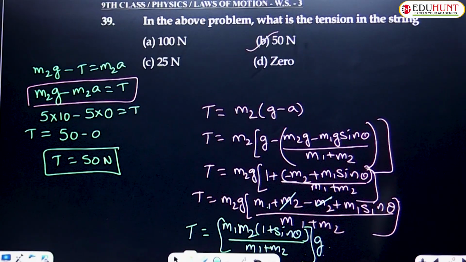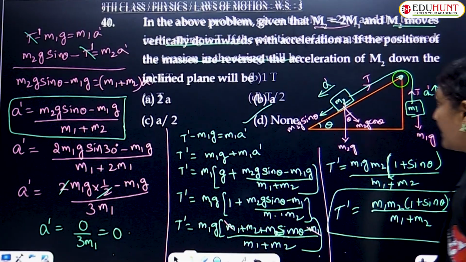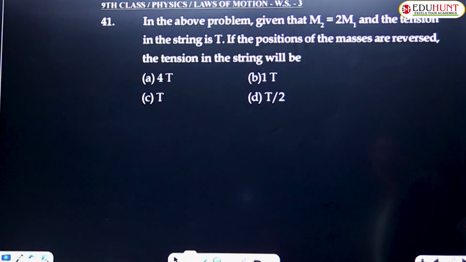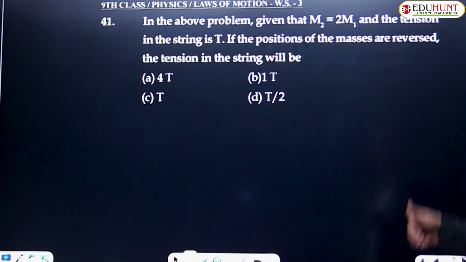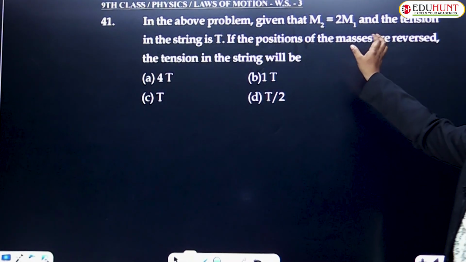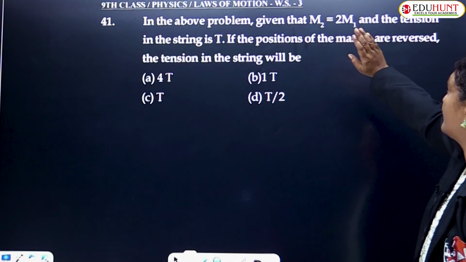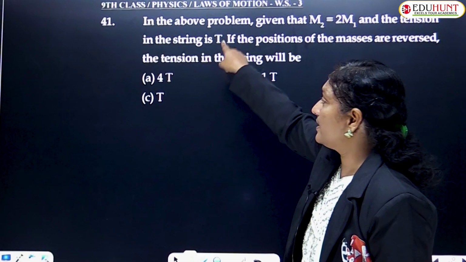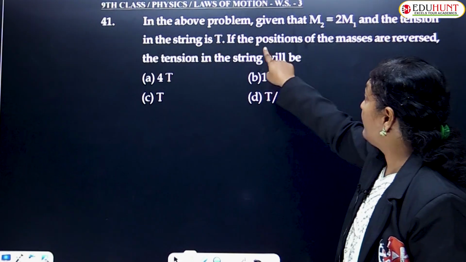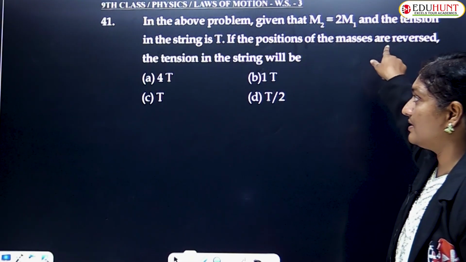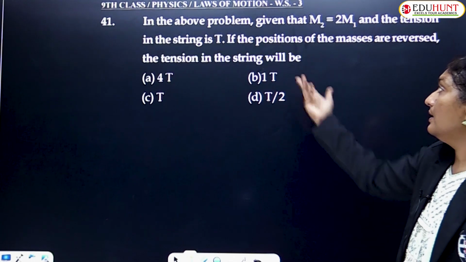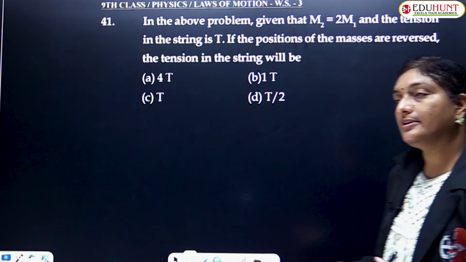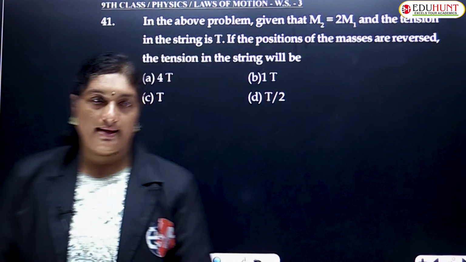So let us keep it aside. Based on that, let us try to solve the remaining numerical sums. What was the 41st question given, children? It was given that in the above problem, mass M2 is double the first mass and the tension in the string is T. If the positions of the masses are reversed, the new tension in the string will be. So you need to compare the new tension with the old tension.